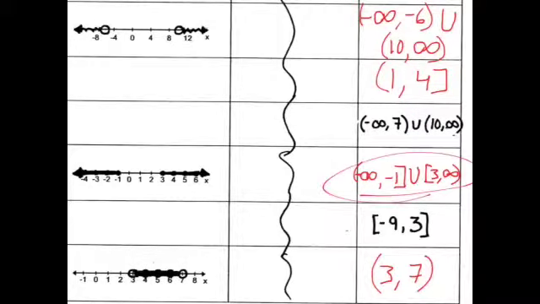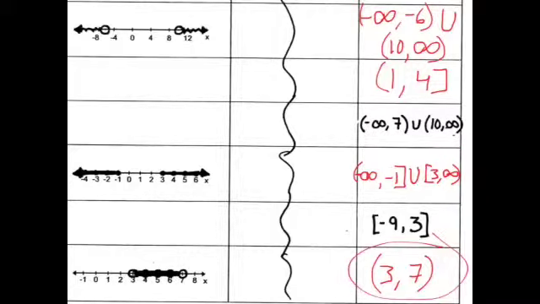Getting down to this part, our shading on the left side starts at negative infinity and goes all the way to negative 1. It includes negative 1, so that's why it's going to be a square bracket, negative 1. And our right interval, the one over here, starts up at 3 and includes 3 and goes right forever to infinity. So 3 gets included with a square bracket and goes all the way to positive infinity.